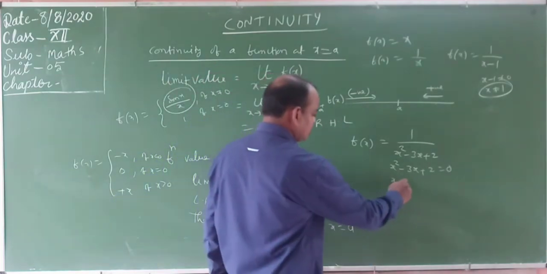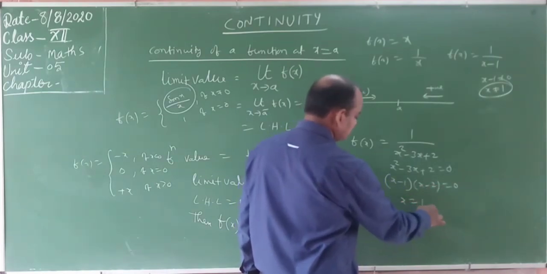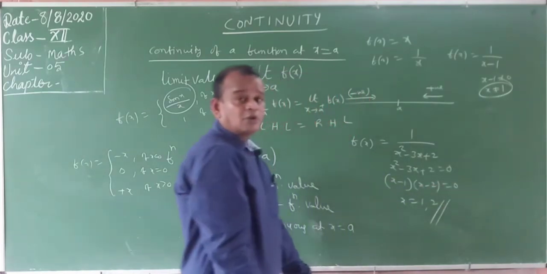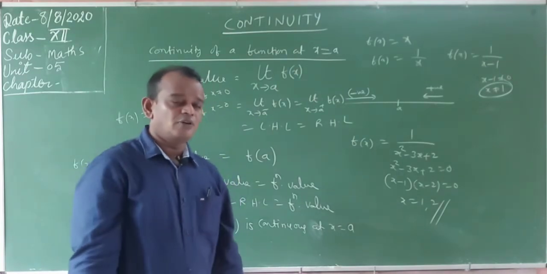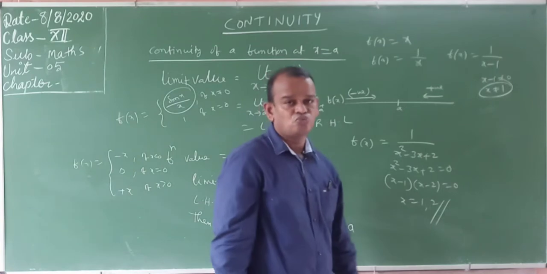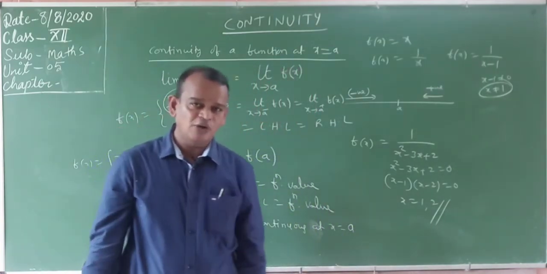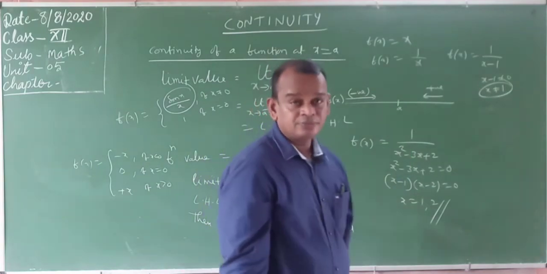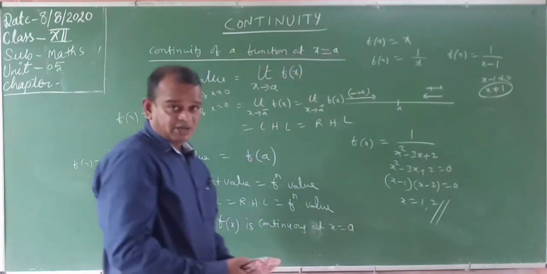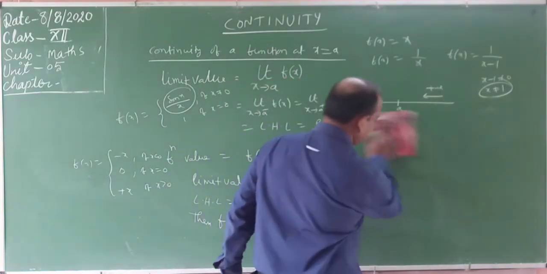What are the factors? What are the discontinuity values? For what value of x is the function discontinuous? The function is discontinuous at x is equal to 1, 2. My dear student, I hope that you understood. Okay, now this is the discontinuity part.